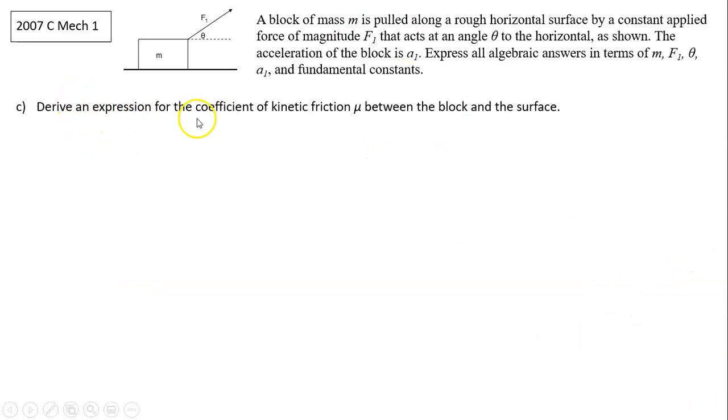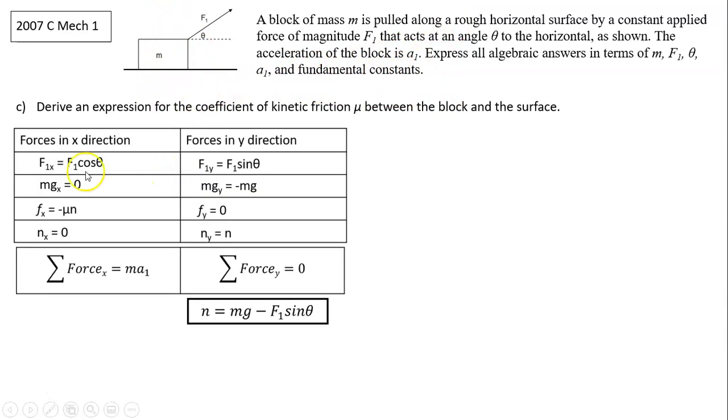Next question, derive an expression for the coefficient of kinetic friction mu between the block and the surface. With the given quantities, we know the acceleration of the block, and we also know N. From the last part, we know the net force in the x direction gives us a1. So F1 cosine theta minus mu times N equals m a1, and N equals mg minus F1 sine theta. From here, we can solve for mu.